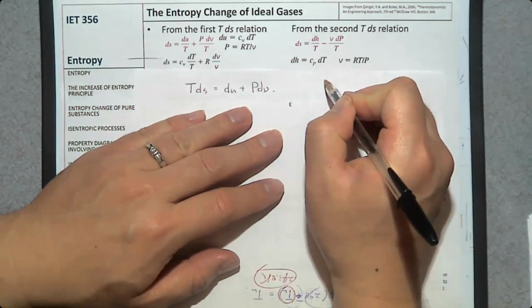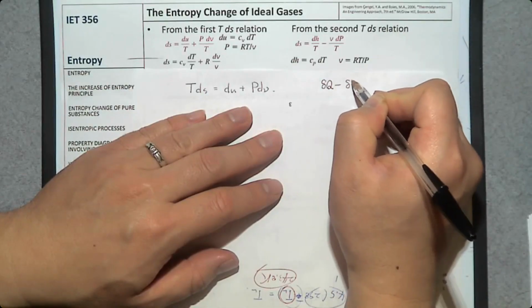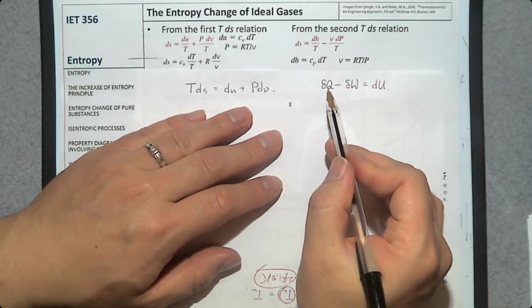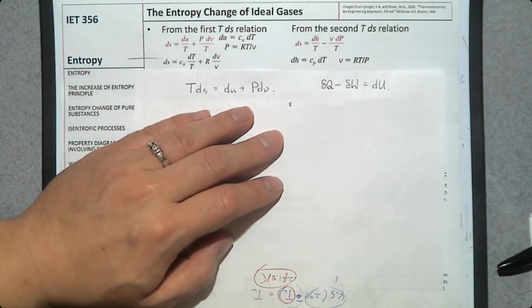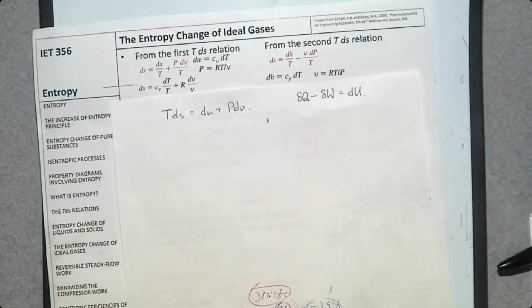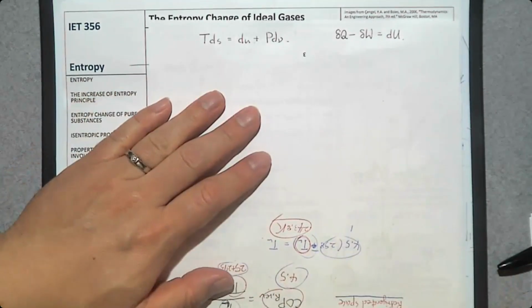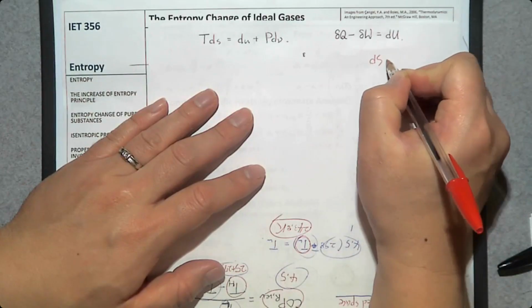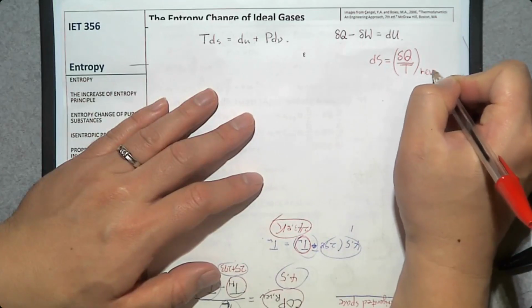So the energy balance equation in a differential form is delta Q minus delta W is going to be du. So the net heat transfer minus the net energy transfer by work is going to be the change in its internal energy, which is du. From this, according to the definition of entropy, dS is going to be delta Q over T when it is internally reversible.